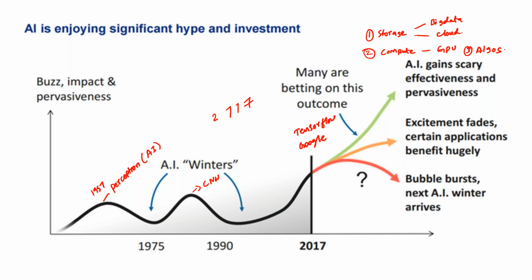Algos. Your algorithms, now Google has come up with TensorFlow. Like that, we have Facebook's PyTorch and other important algorithms. Now, all these good algorithms are open sourced. And because of the open sourcing of these algorithms, it is providing the developer community a chance to experiment with a lot of things.